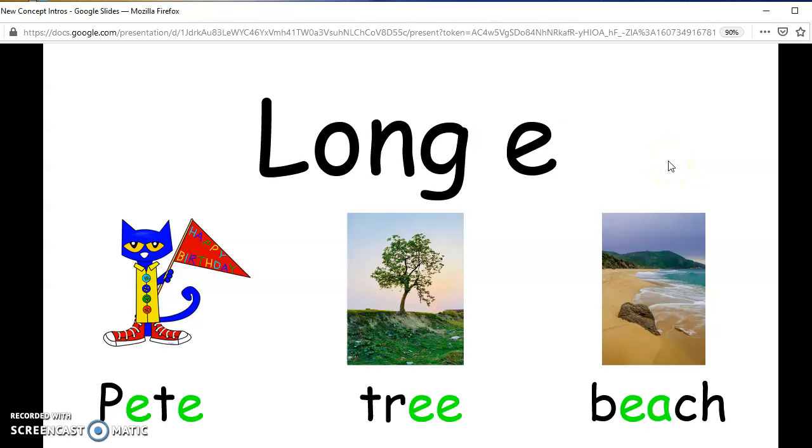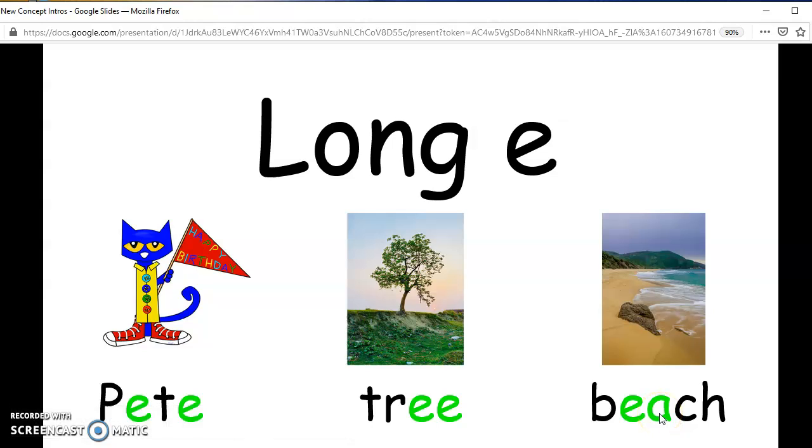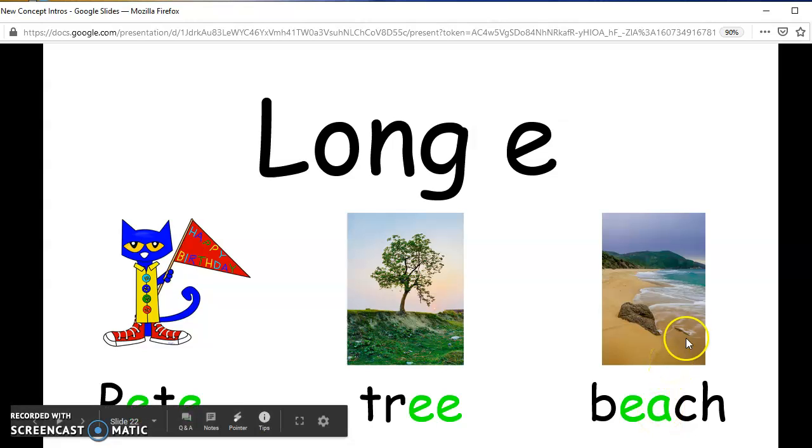These are the long E patterns that we know already. So we know that E, consonant, magic E, can make the E sound like Pete. We know EE can make the long E sound like in tree. And we also know that EA can make the long E sound like in beach.